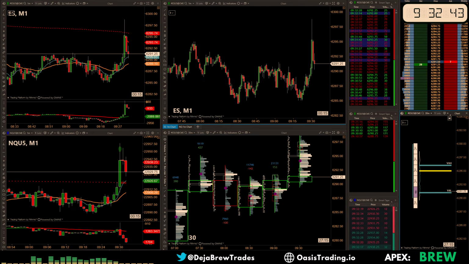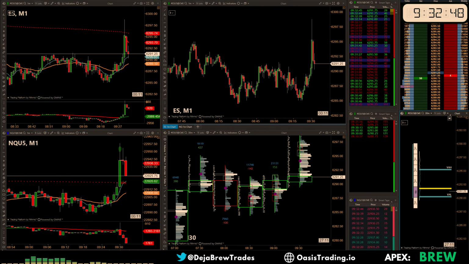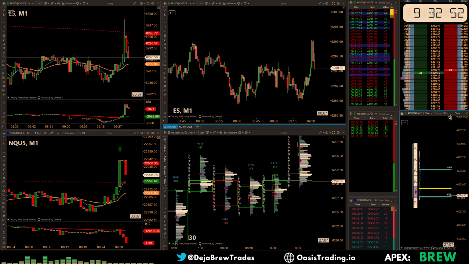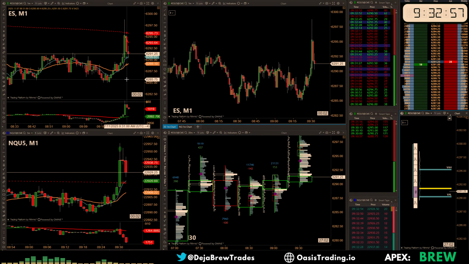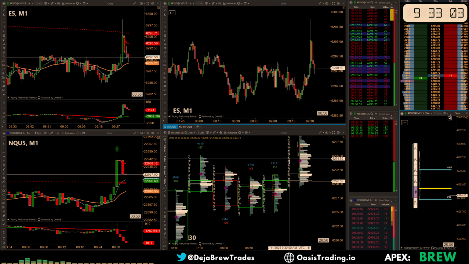Okay, keep an eye on VWAP here. This is a little bit of a weird situation because you're bouncing into VWAP on ES, but you're failing into VWAP on NASDAQ, so a little bit strange here. VWAP is resistance at 95, but it's support at 920.